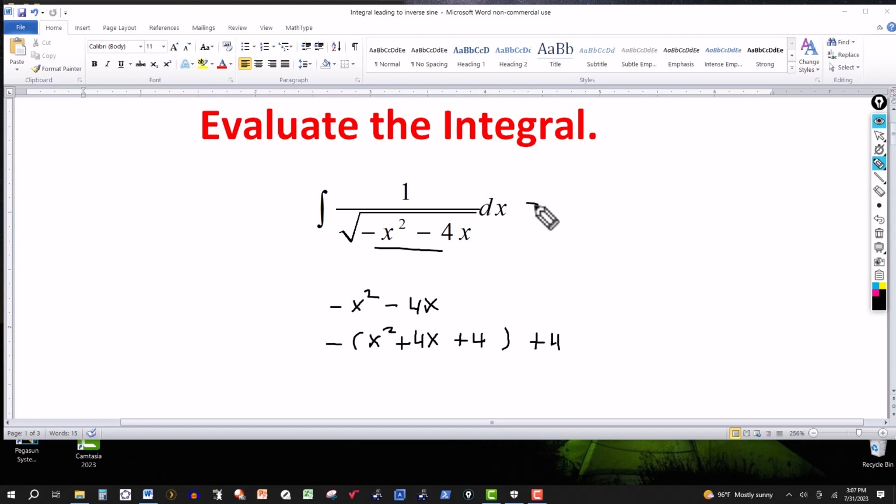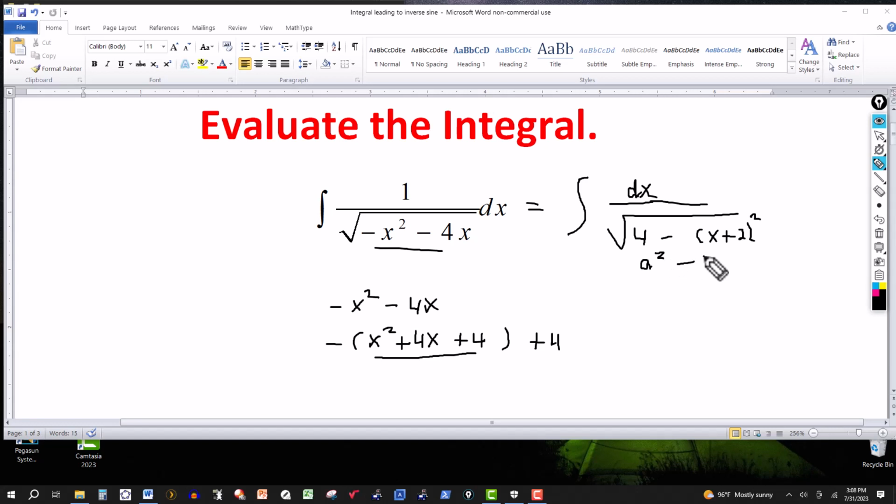So then this is going to equal the integral of 1 dx. I just put dx here, and then in the radical expression, the radicand, I'll make that the 4, I'll put that out in front, then minus, and this is a perfect square here, so I can write that as x plus 2 squared. So in the formula we had a squared minus u squared.